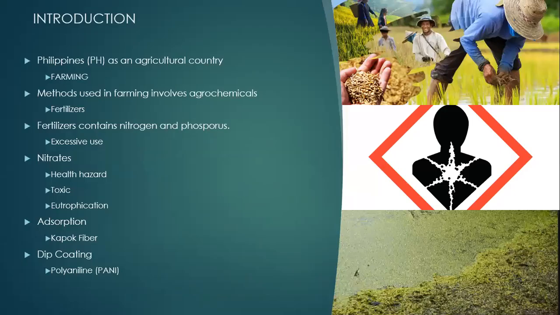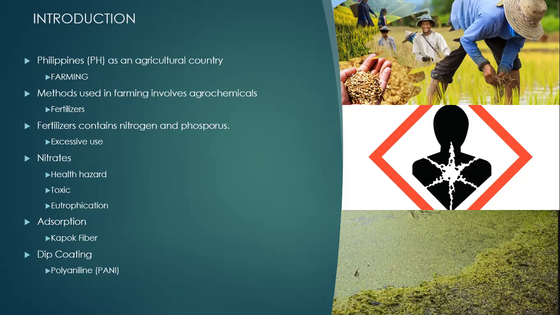So to start off, the Philippines is known to be an agricultural country where farming is the most common form of employment. The methods used in farming involve agrochemicals, where farmers use fertilizers which help boost agricultural production. But excessive use of these fertilizers resulted in land degradation and loss of soil fertility, as they contain chemicals such as nitrogen and phosphorus.